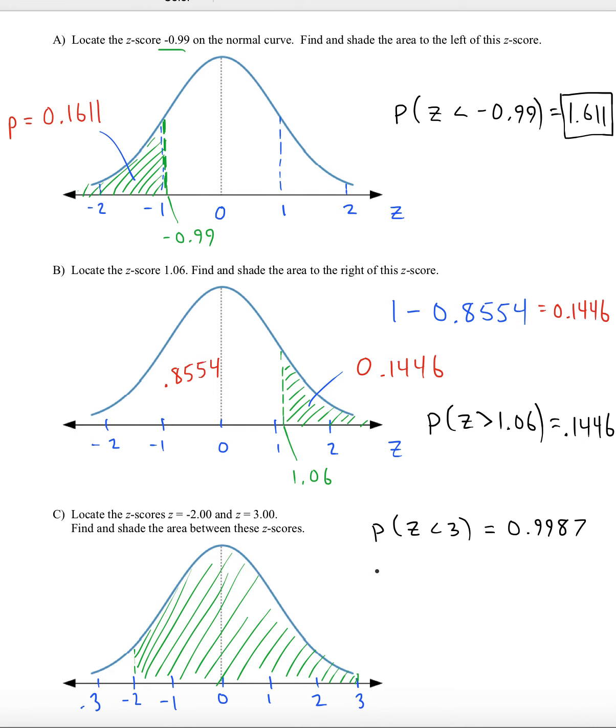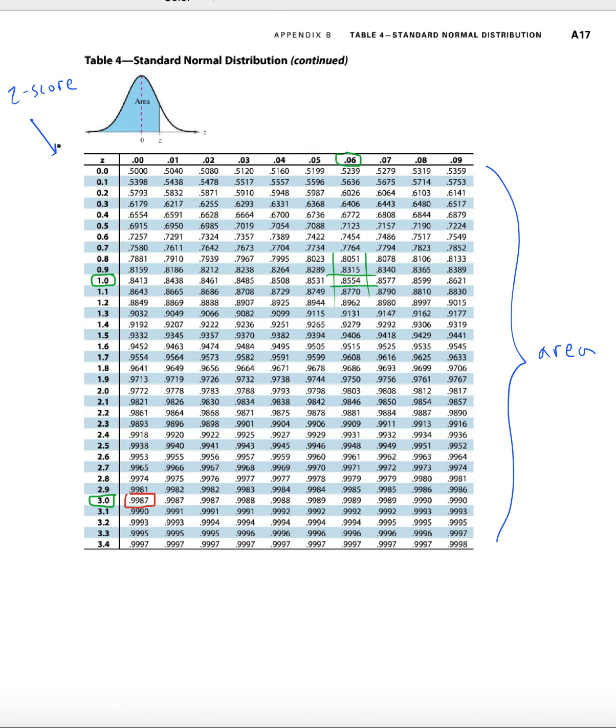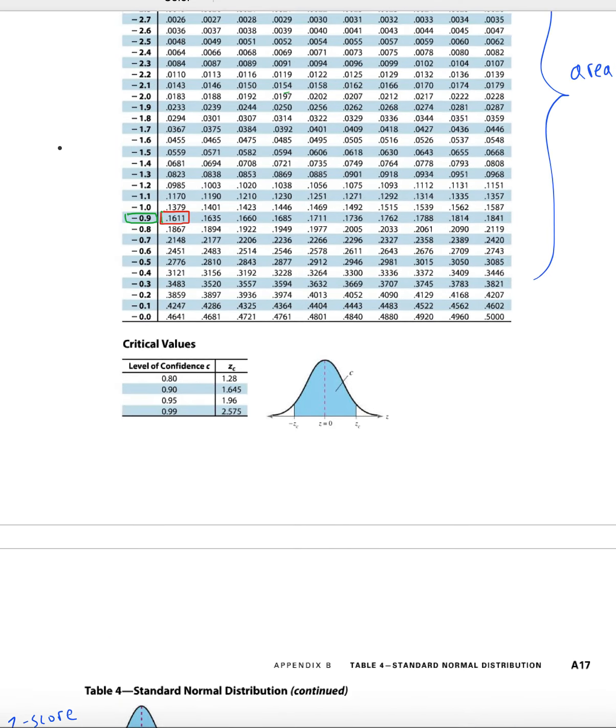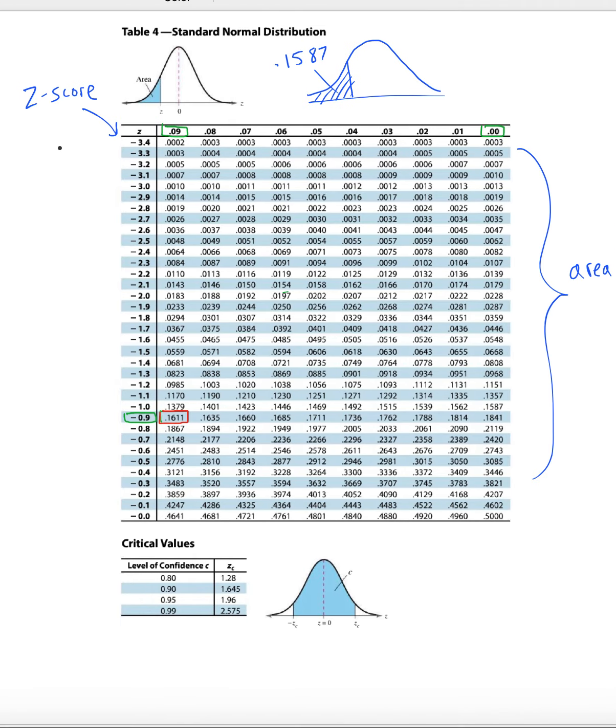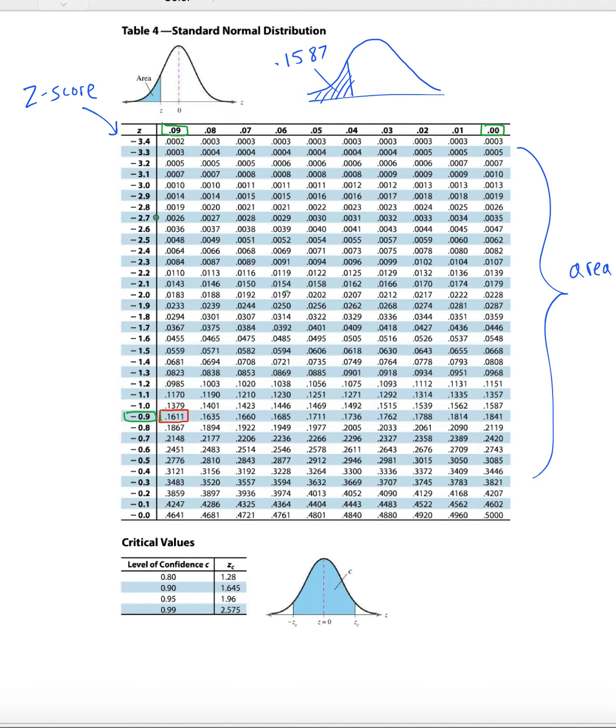Now let's look up what's the probability of a z being less than -2. The left tail here. Here's -2. Put it together with the 0. You get 0.0228.